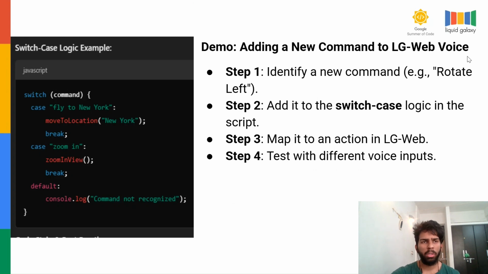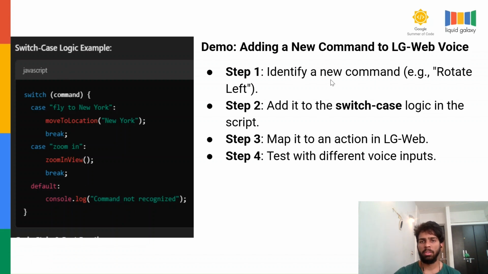So here's a code example of switch case logic. Here we say command, and if there's a fly to command, ignore the New York for here. It will move to location, extract the city from here and then move to New York. Similarly, if the case is zoom in, we'll call this function. And if we don't find any relevant command, we'll say command not recognized or no command found.